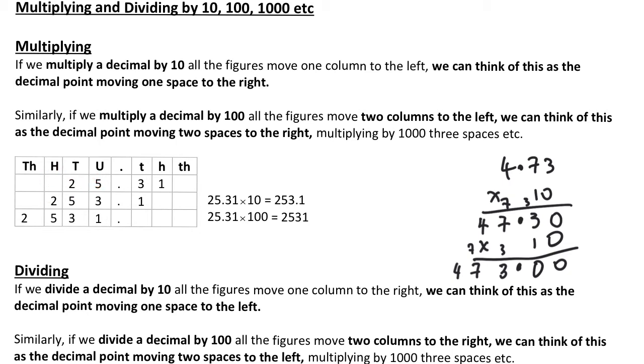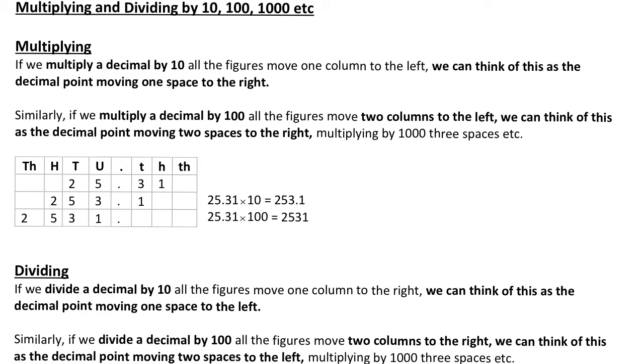Dividing, if we were to divide a decimal by 10, all the figures move 1 column to the right. We can think of this as moving the decimal point 1 space to the left. So just to make that clear, if we had 562 divided by 10, so 10 into 5 doesn't go, so we put our 0 and carry a 5. 10 into 56 goes 5 times with 6 left over. 10 into 62 goes 6 times with 2 left over, so I need to put in my decimal point and a 0. We're carrying 2, and then 10 into 20 goes twice.